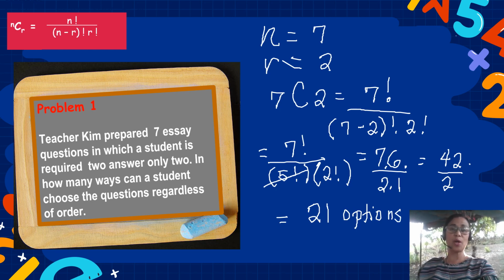So that's problem number 1. But if you have your calculator with you, you just press shift, then go to nCr, then press again, let's verify, 7 C 2, and the answer is 21. So let's move on now to our second example.